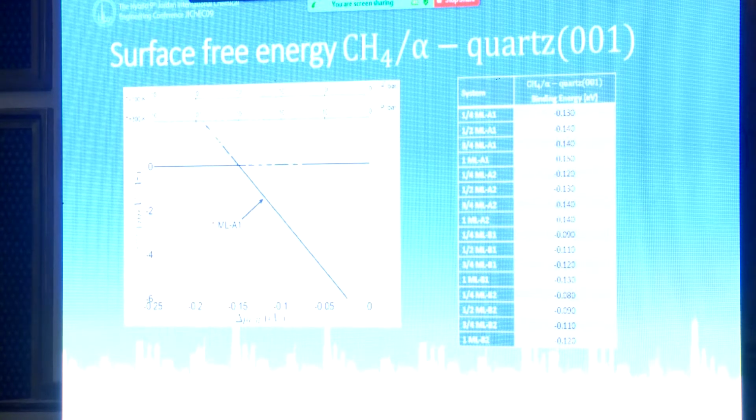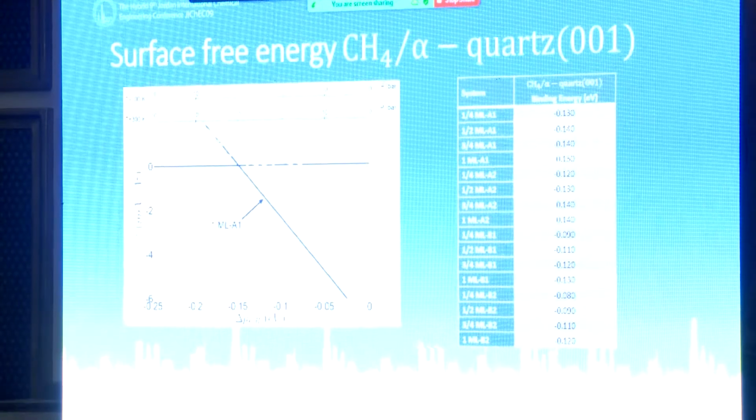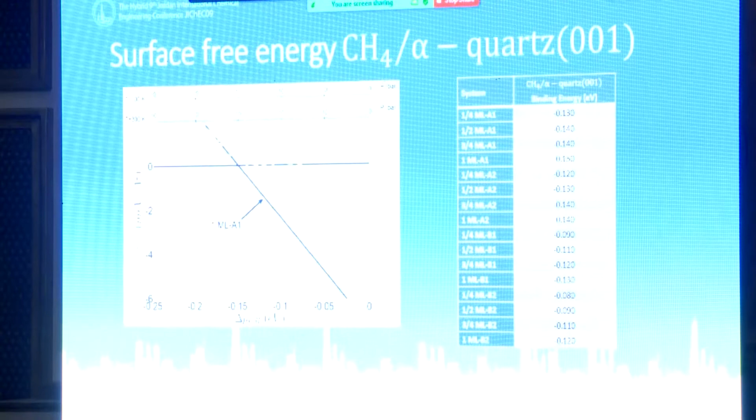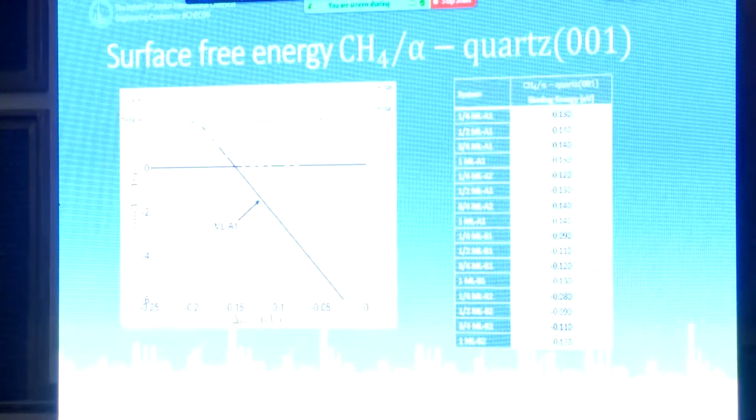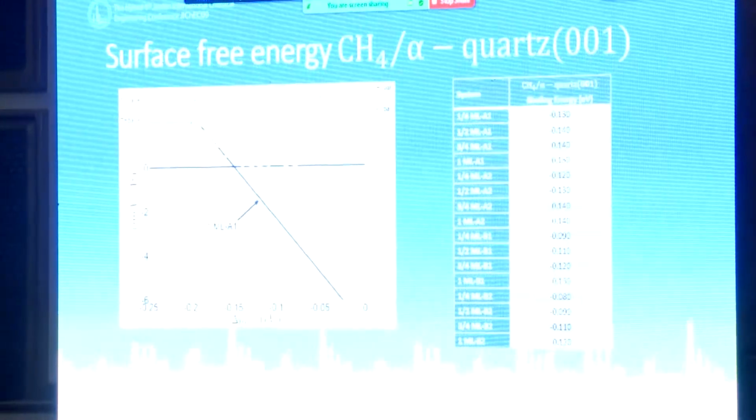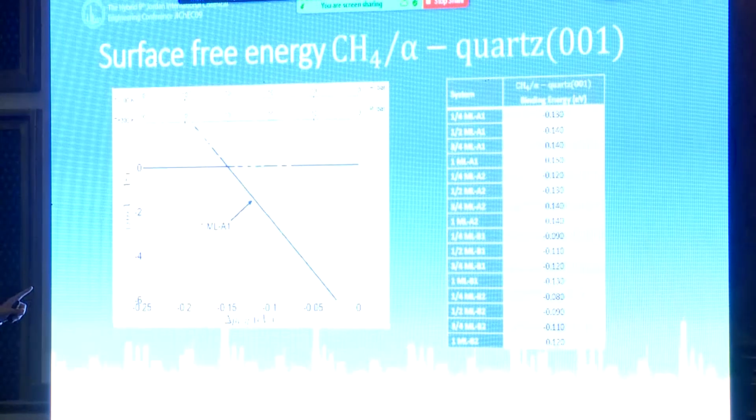Each of these structures is characterized by two major things. The first is the adsorption site, and for this particular surface we have four distinct adsorption sites, given the notations A1, A2, B1, and B2. And the second thing is the coverage over the surface. For example, the first structure we have is 1/4 monolayer A1, which means that the number of species over the surface has the coverage 1/4 monolayer, and all molecules occupy the site A1.